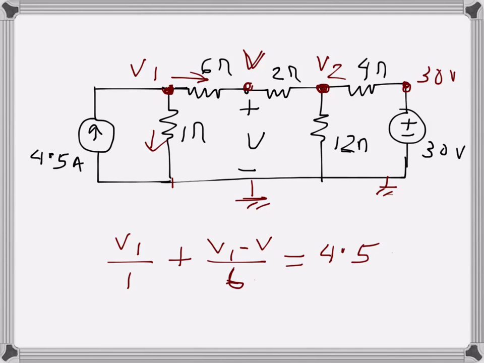So maybe I multiply both sides by 6, so I get 6V1 plus V1 minus V is equal to 27 there. So that becomes 7V1 minus V is equal to 27.